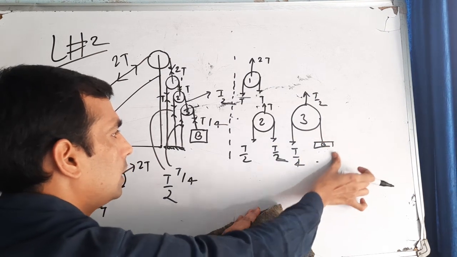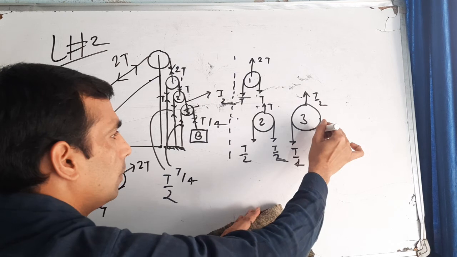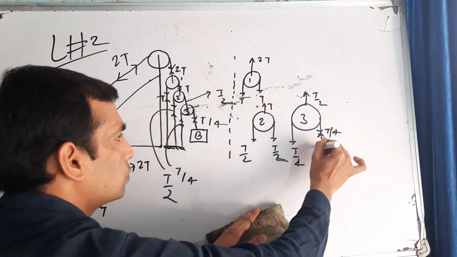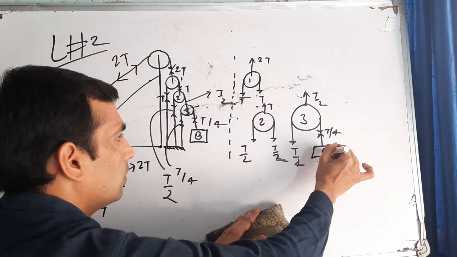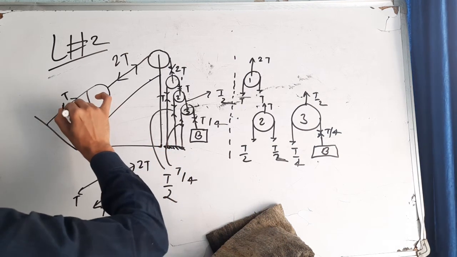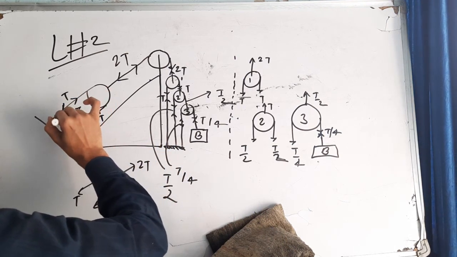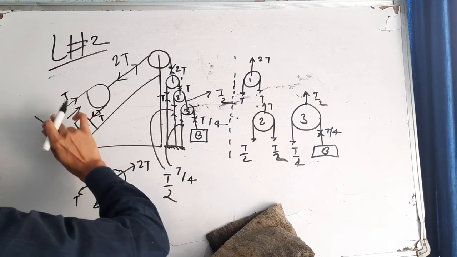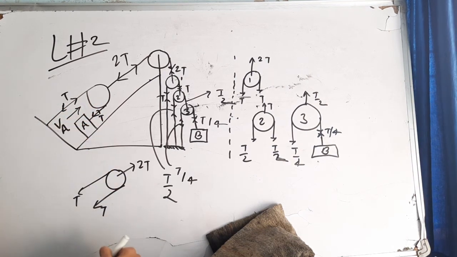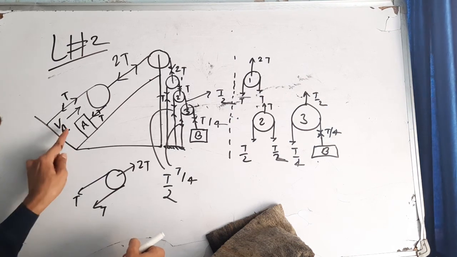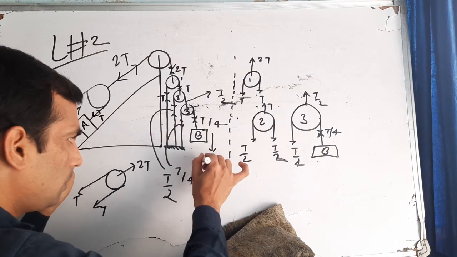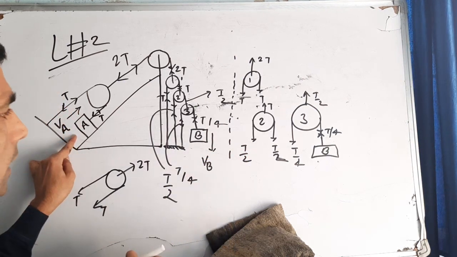This is connected through block B. Tension is acting T by 4, student, and this is basically block B. This is my opinion. I'm considering here block A is moving in the upward direction with speed VA. Speed of block A in upward direction is VA. I'm considering the speed of block B in the downward direction.